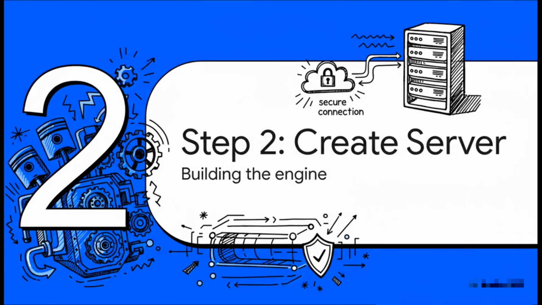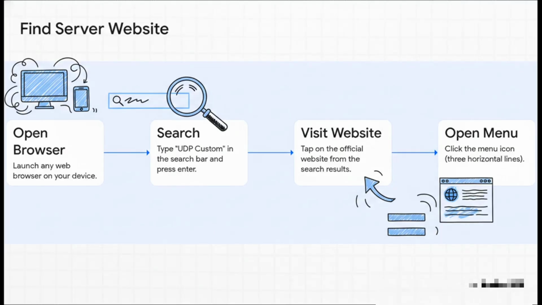So now that we have the app, we need something for it to actually connect to. This is kind of like the engine of our whole setup, a secure server. And the best part is we're going to generate the credentials we need for free, and it's surprisingly easy. All right, for this next part, go ahead and open your web browser. We're going to search for a service called UDP Custom.